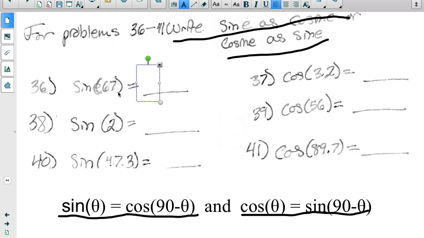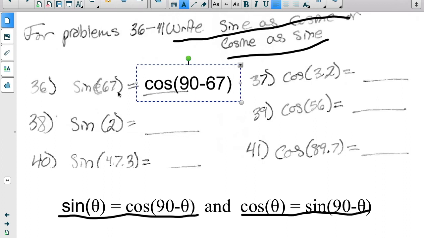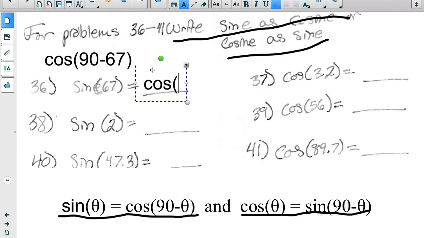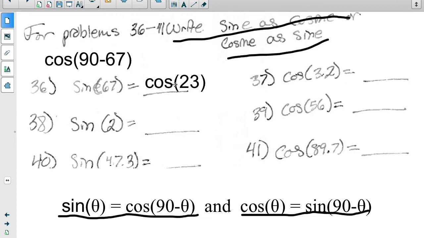So our first one here is sine of 67. So if I'm going to solve this, we're going to take cosine of 90 minus 67, because according to this here, sine of 67 is equal to cosine of 90 minus 67. And if we solve that, do 90 minus 67, we get 23. So our answer is cosine of 23, because sine of 67 and cosine of 23 will have the exact same value. And we can do the same for cosine.